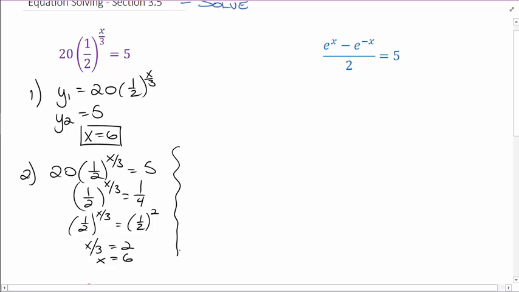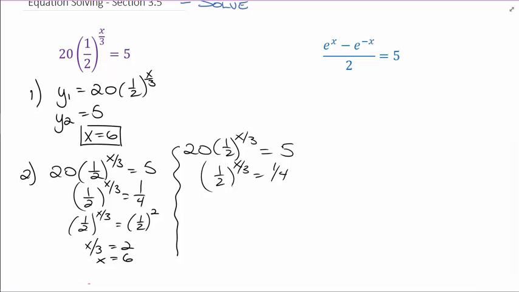A second algebraic technique that I'm going to show is to use a logarithm. So we have 20 times the base of 1/2 to the x over 3 equals 5. I'm still going to isolate the exponential, but at this point, rather than creating a common base, because that's not always possible, I'm going to take the log base 1/2 of each side.